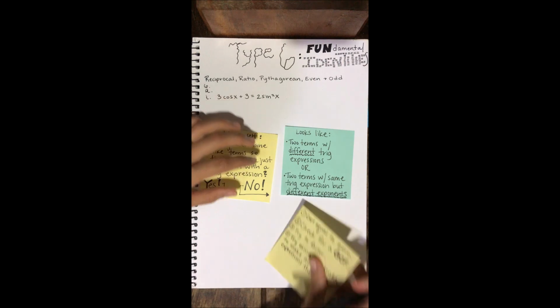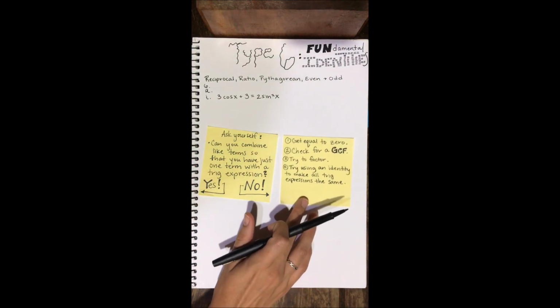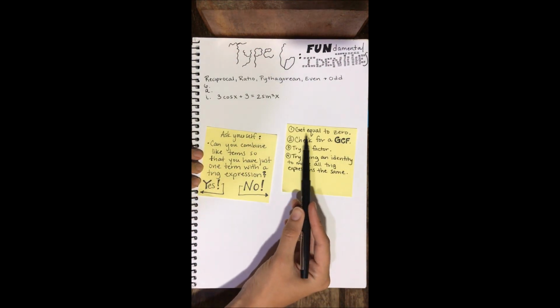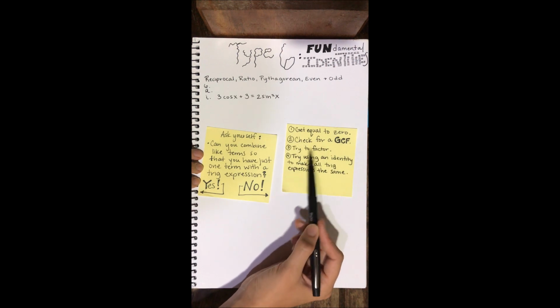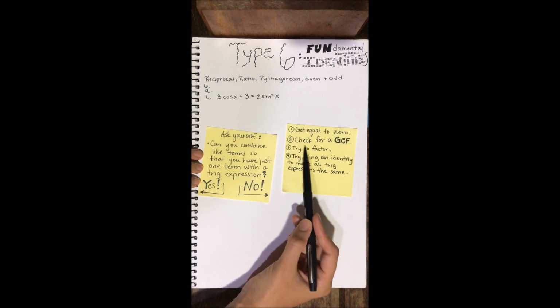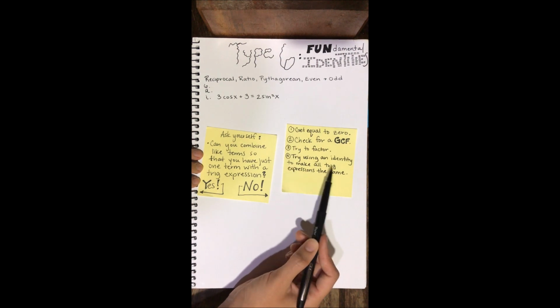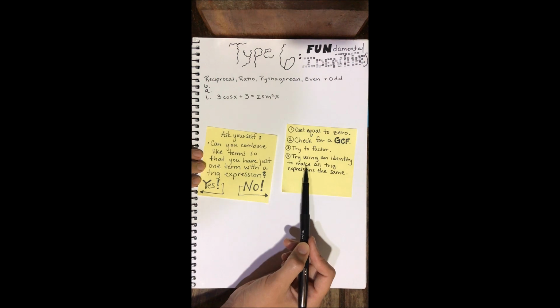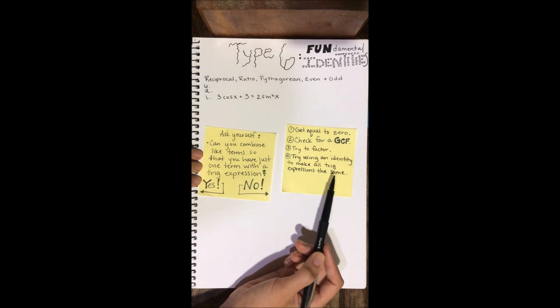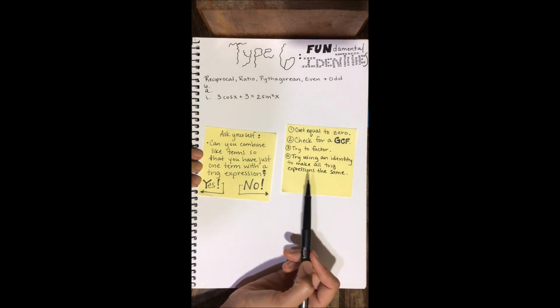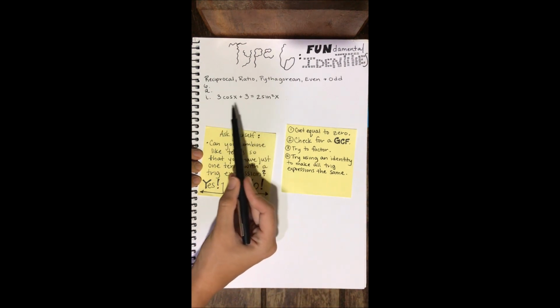And last time we had only 2 steps for what to do. First is to get equal to 0, then check for GCF, and then we try to factor. So we have worked through the 3 different types. Now, if 2 and 3 don't work, then we move on to type 4, where we substitute one of the terms with an identity so that all of the terms have the same trig expression. Okay, so that's what we're going to do up here.